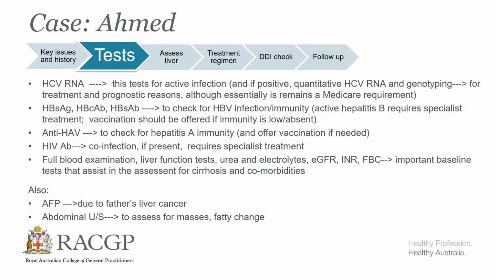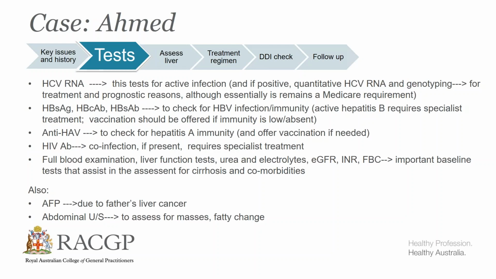I'd have to ask that because, if you've got hepatitis C, have you got other infections? Viruses, yeah, that's it. And if he doesn't have them, it'll help us decide what vaccinations he needs. Absolutely. So checking for hepatitis B, hepatitis A, and HIV. Active hepatitis B, I understand, requires specialist treatment, so I'd be sending him off to you, Joe. Otherwise, I would offer vaccination if he's got low or absent immunity.